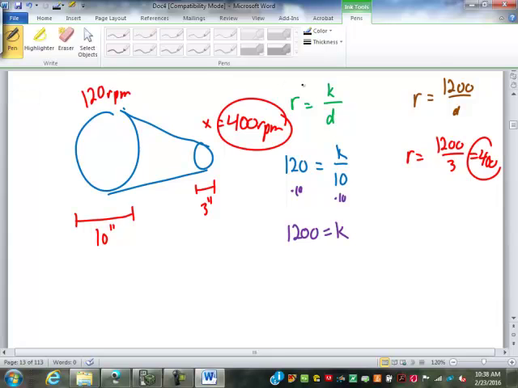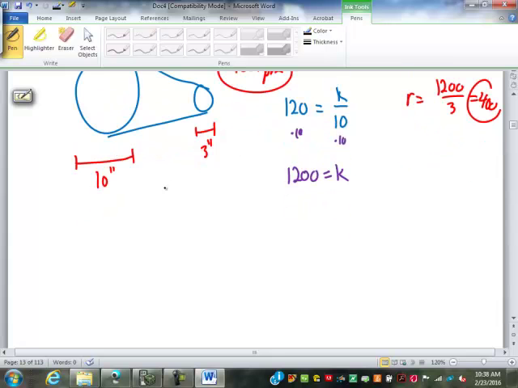Now, the other way we could do it is like I just showed you, just do y times x. 10 times 120 equals 3 times whatever that RPM is. And if you solve that, you're still going to get 400 RPM.